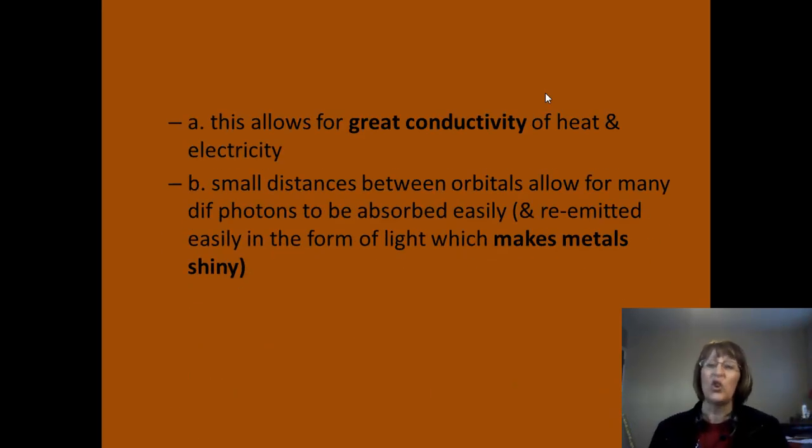That creates great conductivity of heat and electricity. Small distances between the orbitals allow for lots of different photons to be absorbed. So once you have all these overlaps, you've got lots of different photons that can be absorbed easily and then re-emitted easily in the form of light. So we see that as shiny.